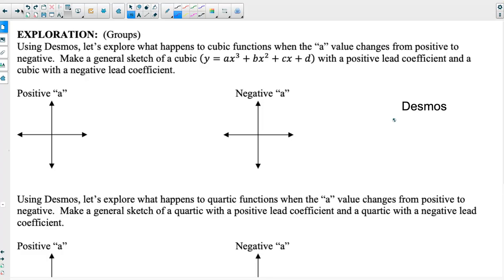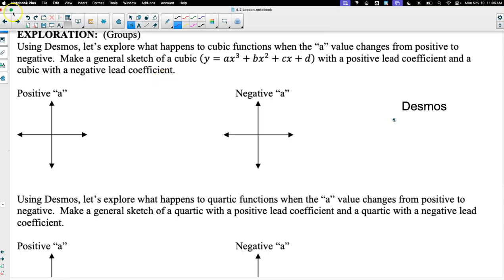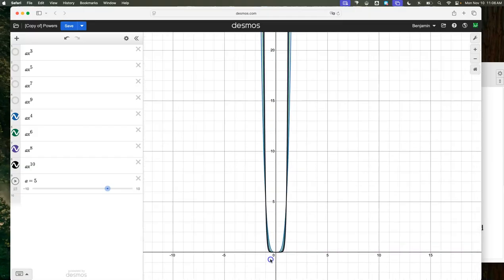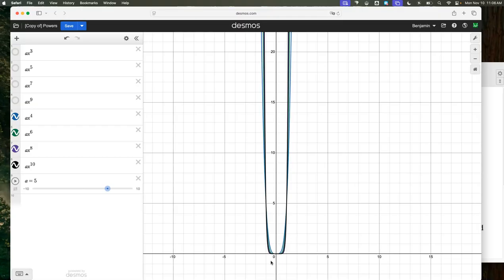And so I'm actually going to start with some Desmos. We're just going to take a look at it. There we go. And I actually have all the evens clicked right now. So I have 4, I have 6, I have 8, 10. And you can see on this graph, the stuff in the middle is a little bit different. But they all basically do the same thing. They all go up, right? The two ends of it go up. Now, that's if A is positive.